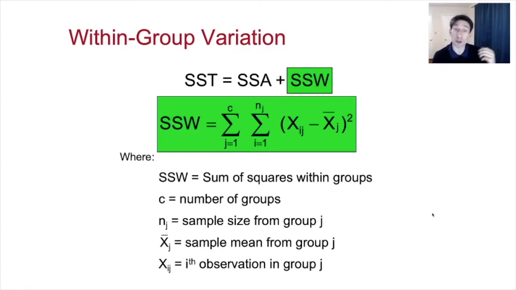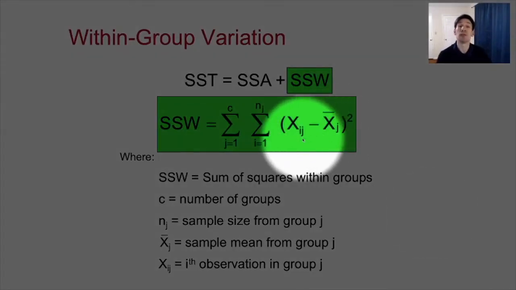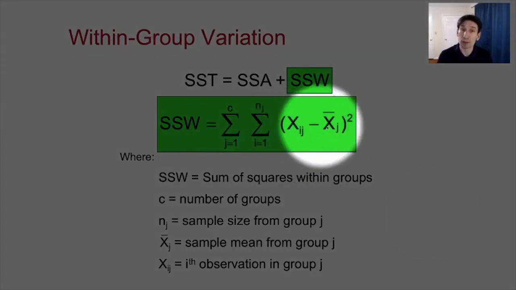Okay, and finally we have our third term, the sum of squares within. Well, you probably already are able to guess what that's going to be. It's going to be the same as the sum of squared totals, but this time you compare it to the mean of each group. So again, it's going to be Xij minus a mean, squared, but this time it's the mean of the group.